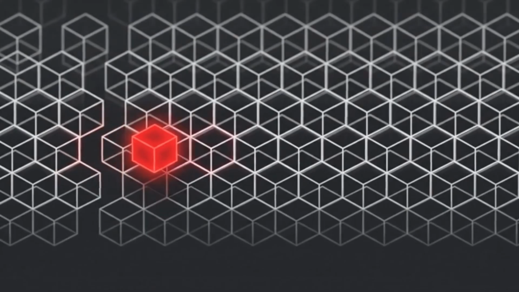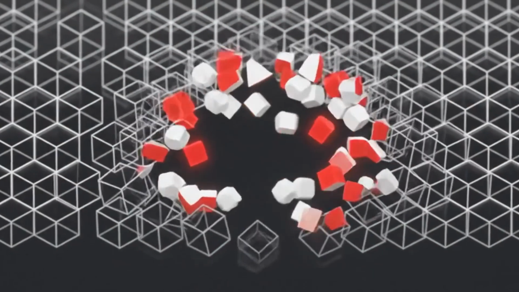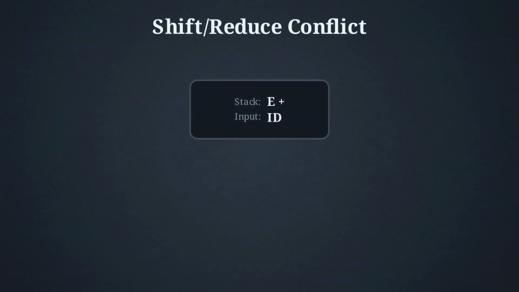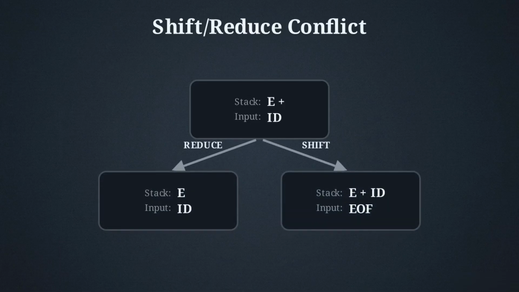To reach the start symbol, the parser must select the correct handle at every single step. A single wrong reduction leads to a dead end. This leads to a shift-reduce conflict. In this state, the symbols on the stack match a grammar rule, but shifting the next input token would also be valid. Without more information, the parser cannot determine which action leads to a successful parse.